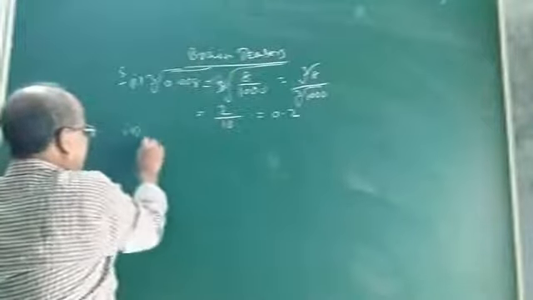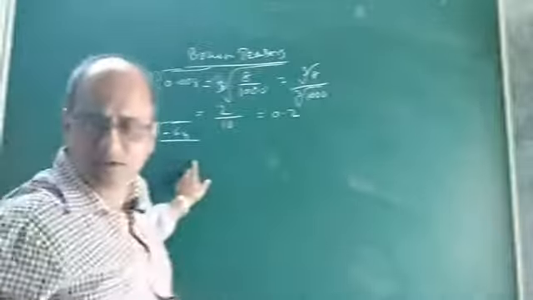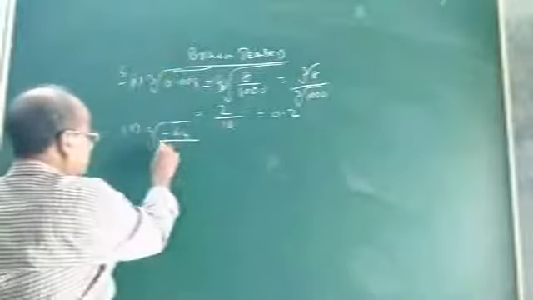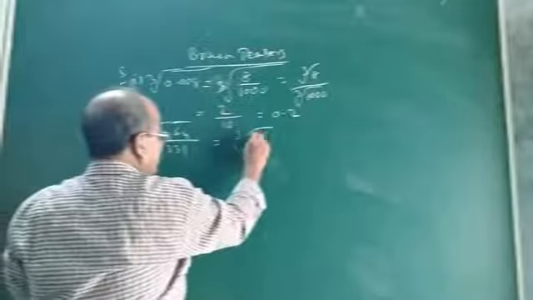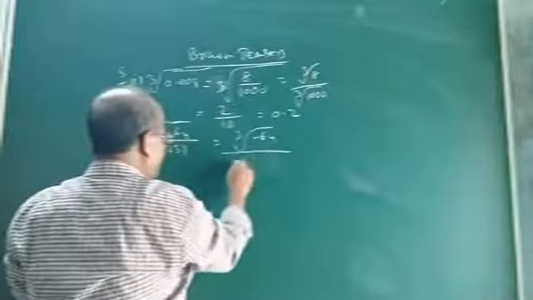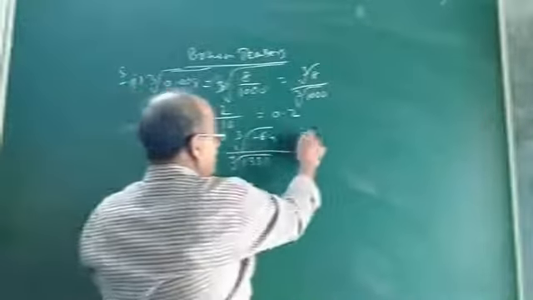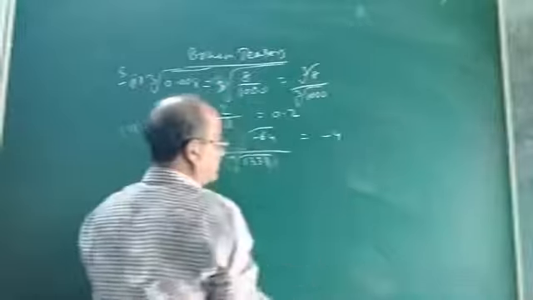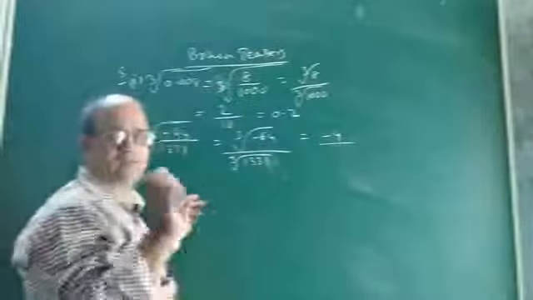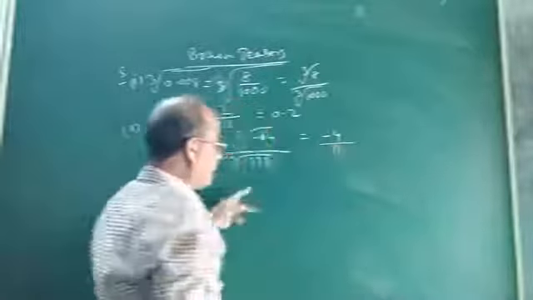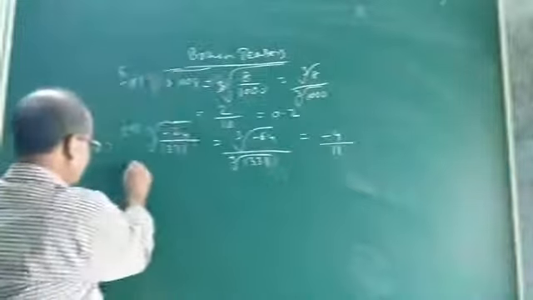Now, next, let us do the next one. The second part is cube root of minus 64 divided by 1331. See, this will be cube root of minus 64 divided by cube root of 1331. You know what is the cube root of minus 64? It will be minus 4, and the cube root of 1331 will be 11. You find it by prime factorization. So the answer will be minus 4 by 11.